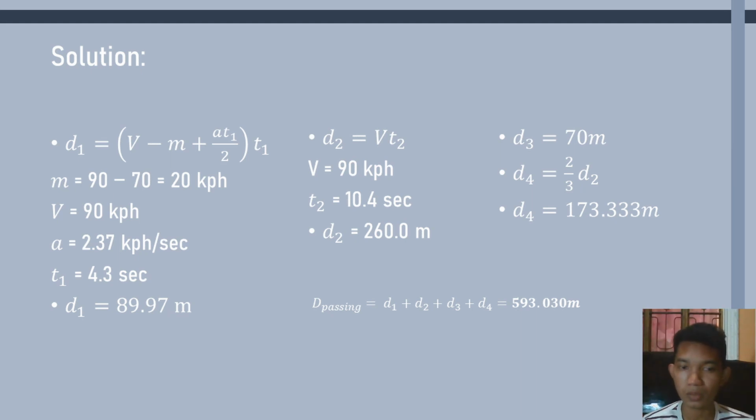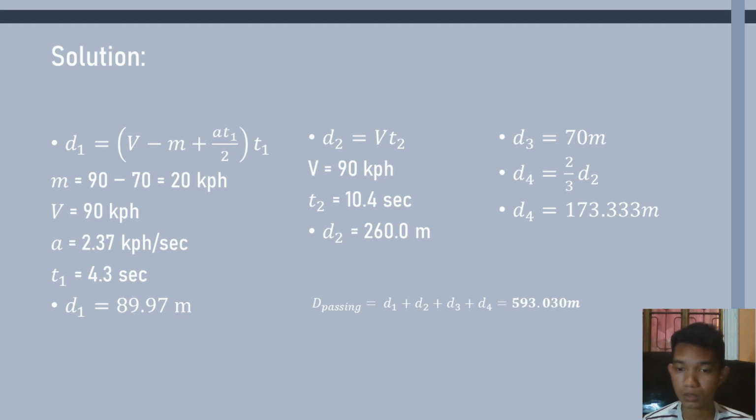So the formula we use in solving the distance one is just quantity V minus M plus a times time 1 all over 2, all of this multiplied to time 1, where M is equal to 90 minus 20, 90 minus 70 is equal to 20 kph, V is equal to 90 kph, a is equal to 2.37 kilometers per hour per second, t1 is equal to 4.3 seconds.